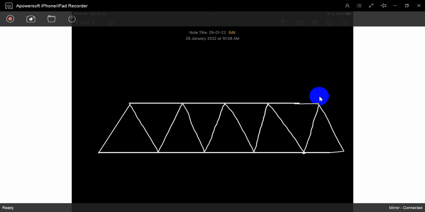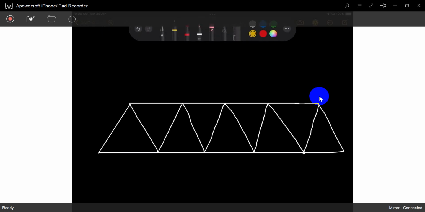Okay, so Warren Truss. P, Q, R, S, T, A, B, C, D, E, F. So I took the dimensions as 4 meters, 4 meters, and this dimension also I take as 4 meters.